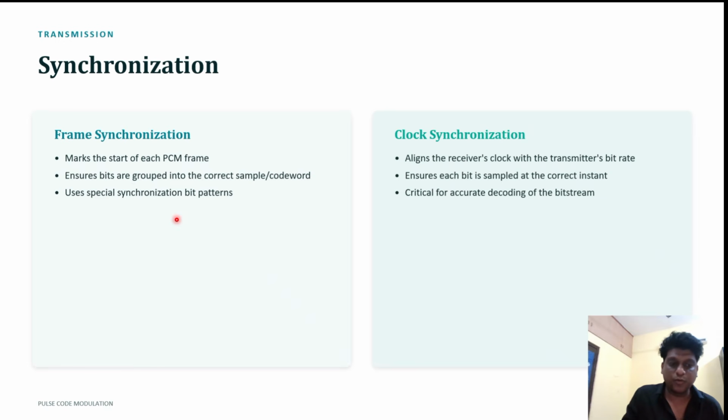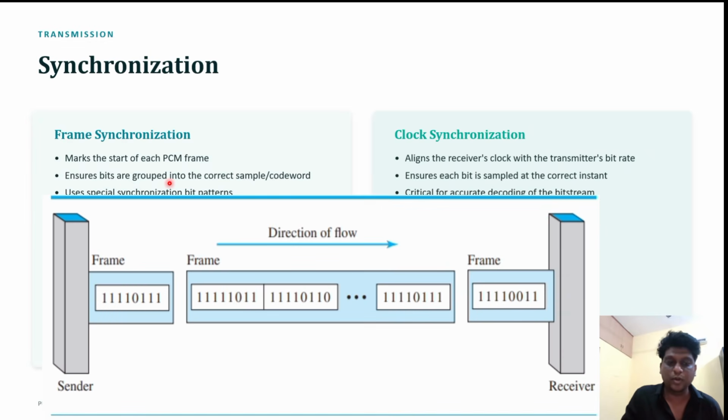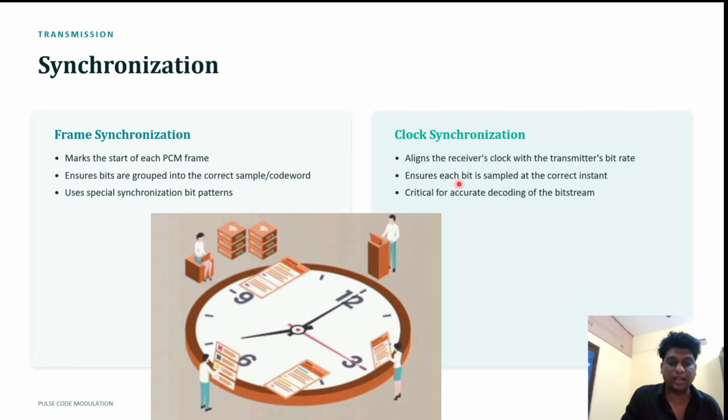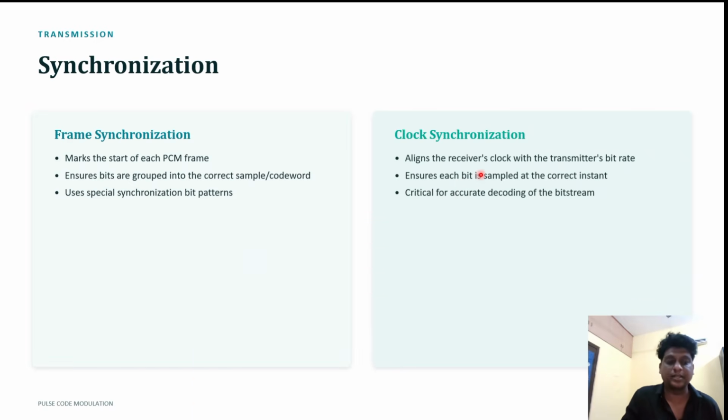Synchronization takes two forms: frame synchronization and clock synchronization. Frame synchronization marks the start of each PCM frame and ensures bits are grouped into the correct sample or code word using special patterns. Clock synchronization aligns the receiver's clock with the transmitter bit rate so that each bit is sampled at the correct instant.